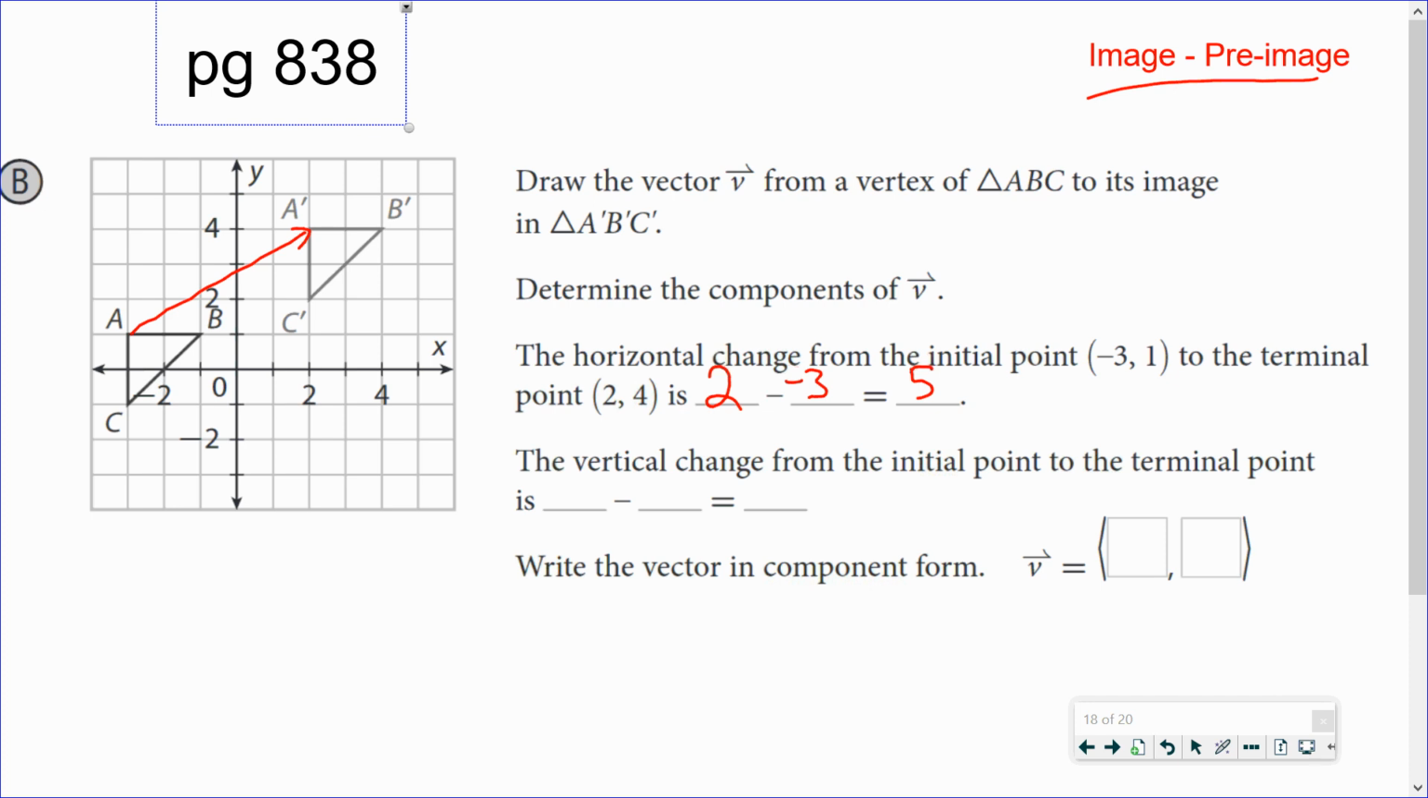The vertical change from the initial point to the terminal point: we're going to use the same points here, but we're going to subtract the y coordinate. So we're going to take the 4 minus the 1, and that's going to get us 3. So our horizontal is 5 and our vertical is 3. So our vector is 5, 3.